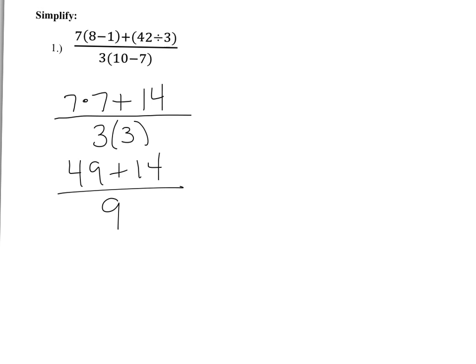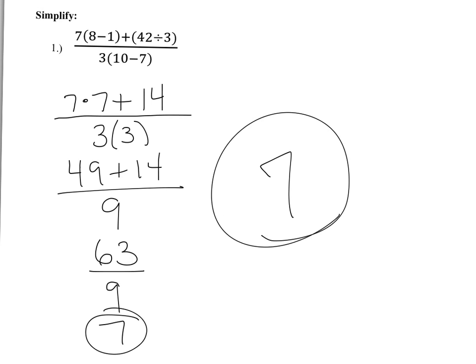Now let's go ahead and do our addition and subtraction. So the top still, 49 plus 14 is 63. And then we do 63 over 9. And 63 divided by 9 is 7. So we would say our answer is 7. Here, I'll put it right here. 7 is our final answer.